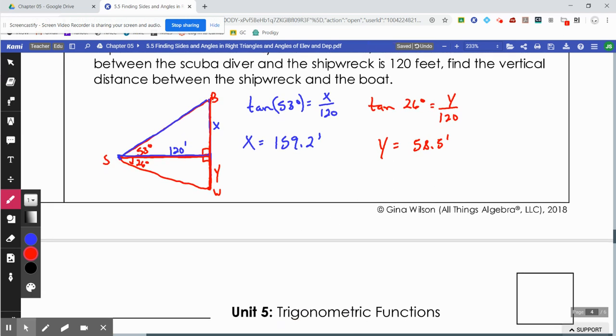So if this is 58.5, the distance from here to here is 159.2. Add those two distances together, and the distance between the boat and the shipwreck is 217.7 feet.